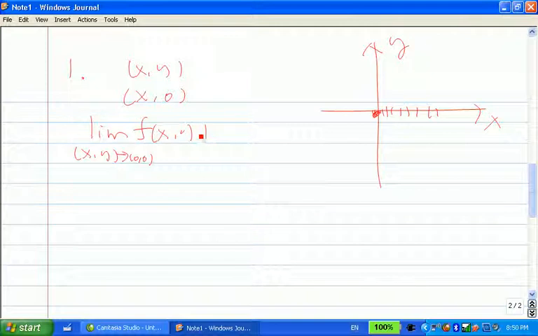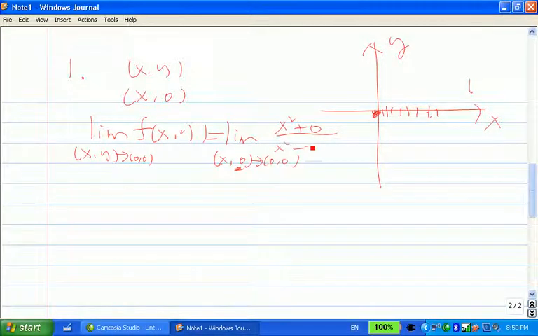So along our way 1, this is the limit. Since the point is on the x-axis, your y is always 0. We chose a special way to find this limit. So we got x squared, and since y equals 0, we have x squared minus 0.